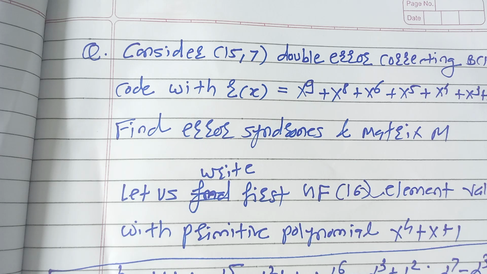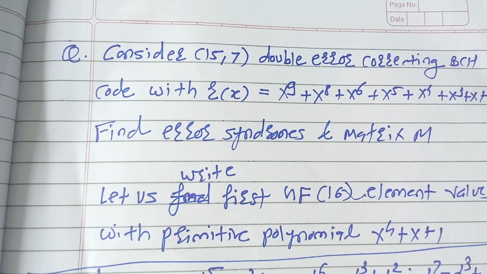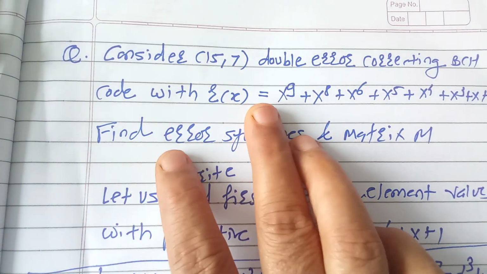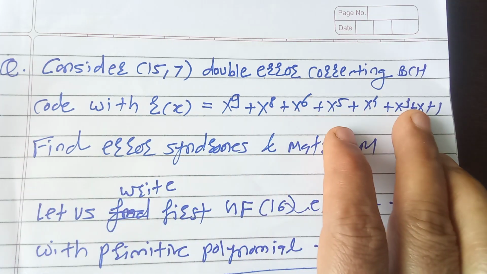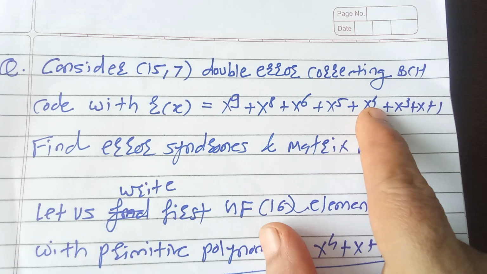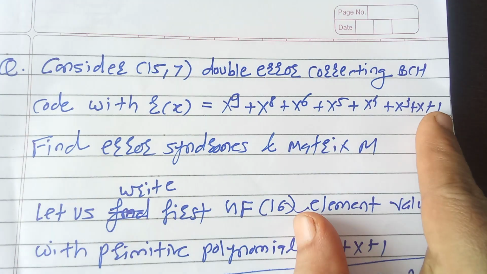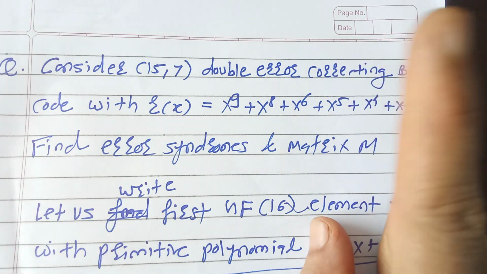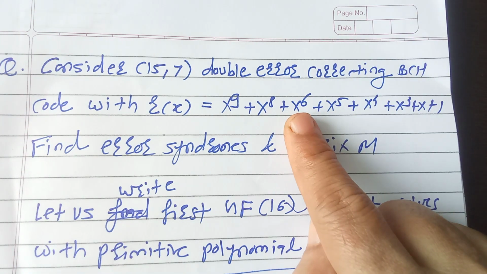So here the question is, consider a (15,7) double error correcting BCH code. That means this code has the capacity to correct two errors. But we have to see how many errors are introduced in Rx, which is your received code word. Rx is x^9 + x^8 + x^6 + x^5 + x^4 + x^3 + x + 1. So the error is in this, and we already know that there are two errors in this.